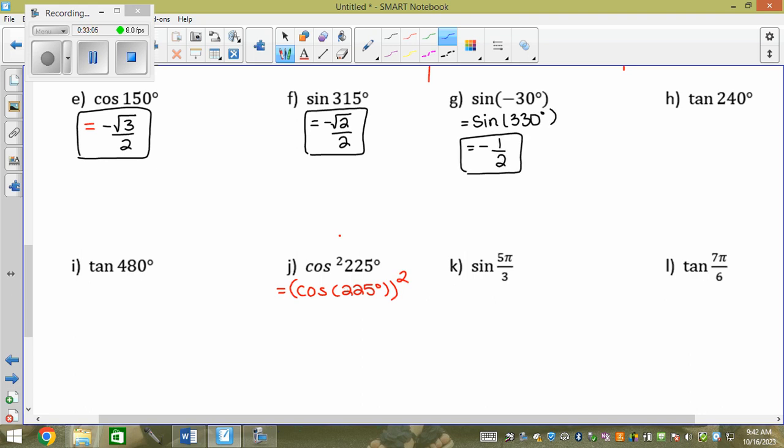Tan 240 is the same as sine 240 divided by cos of 240. Sine at 240 is what? Negative root 3 over 2 divided by negative a half, I believe. Negative root 3 over 2 times negative 2 over 1, which is root 3.